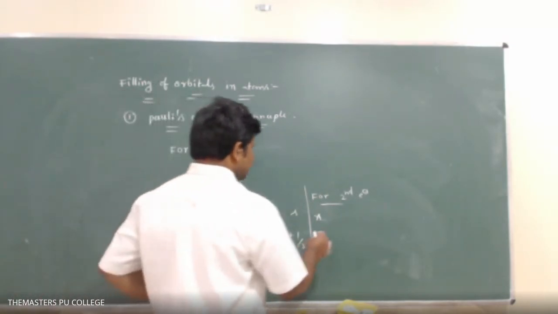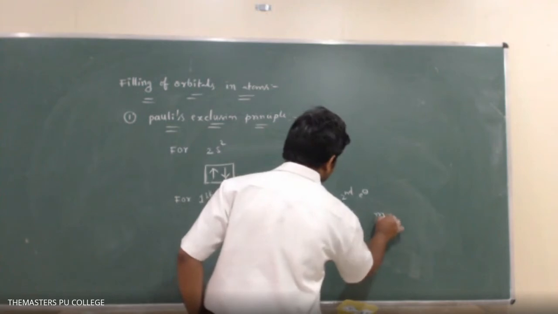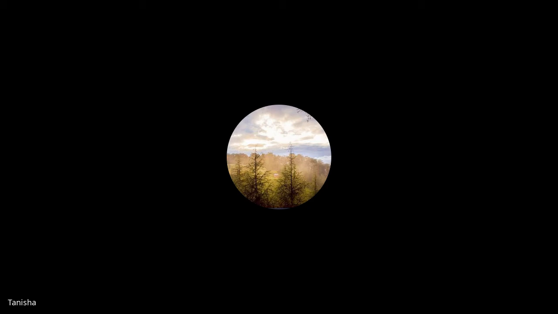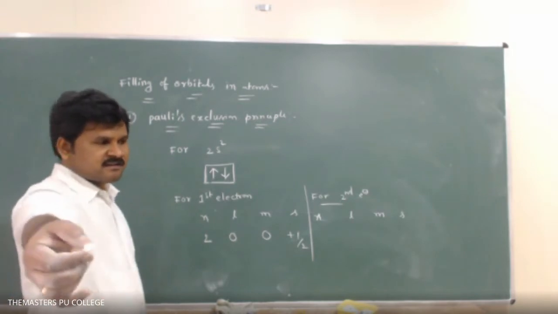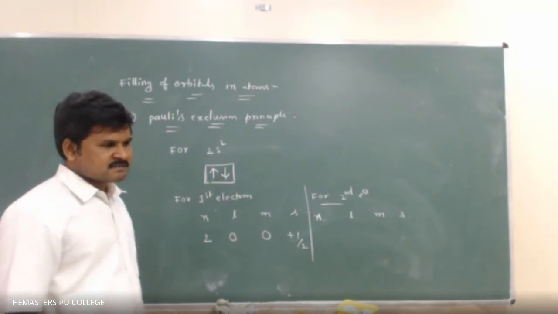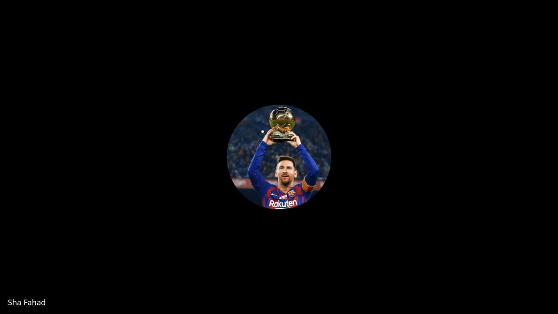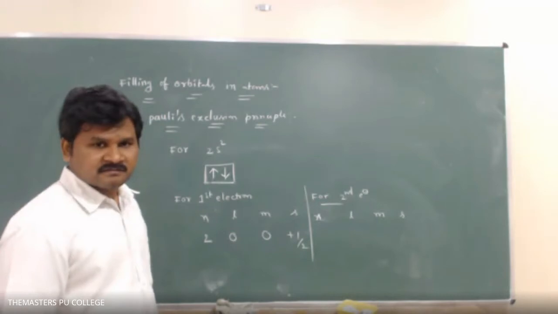Next, for the second electron. Sir, how plus? In which direction is the electron present? Upward direction. Upward direction means clockwise direction, which I told you in quantum numbers has the value plus 1 by 2. So that's why I wrote plus 1 by 2.